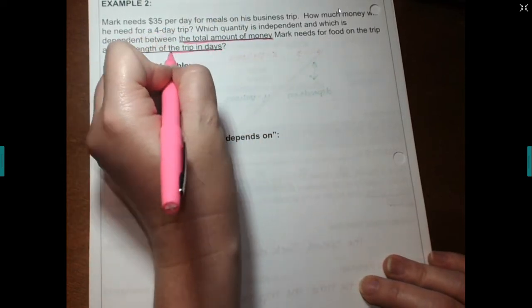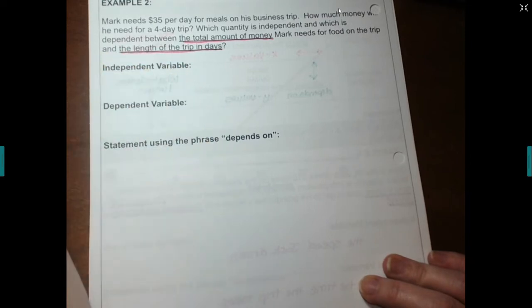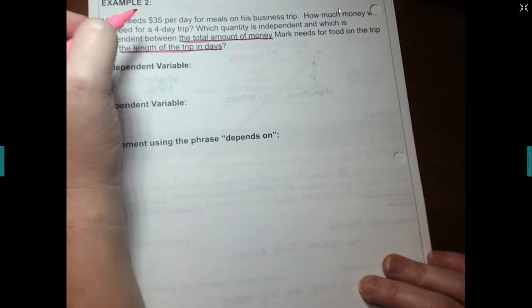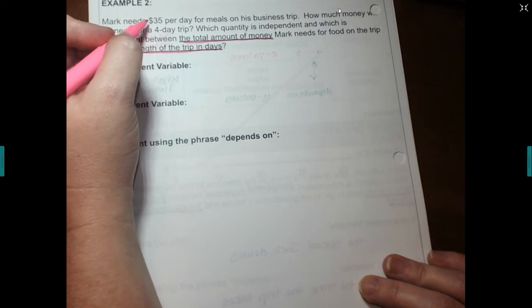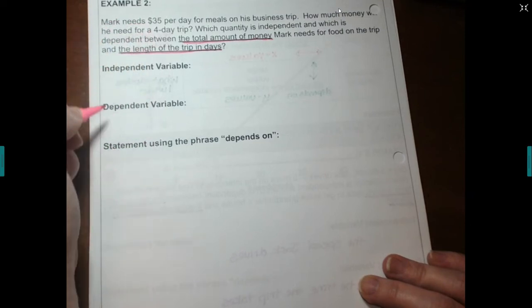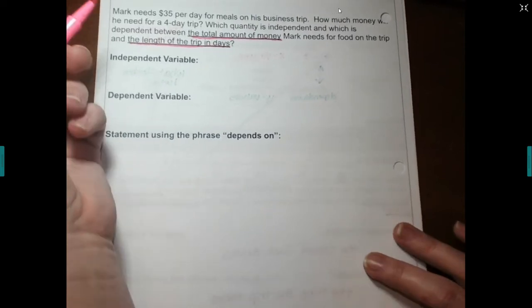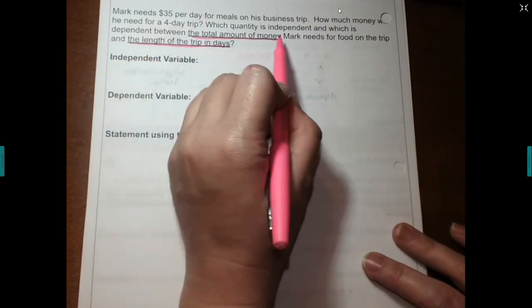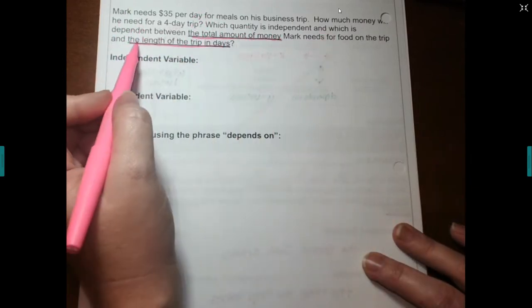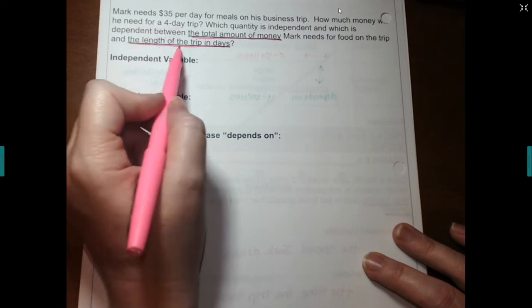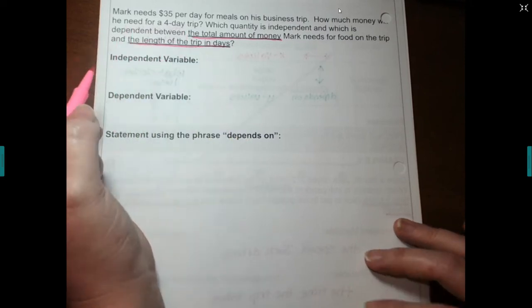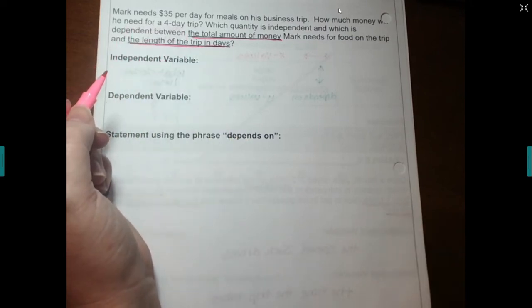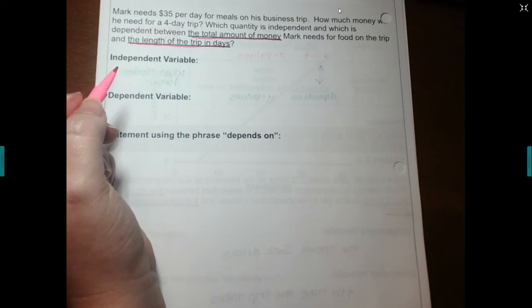Now, I know I told you guys, this is not a mathy day. This is algebra, but we're not doing a lot of math. So they give us these numbers, but they're not asking us to actually solve it. They're asking us to think about, okay, what's depending on what here? So I know that I have a total amount of money that I need, and I have a length of my trip in days.